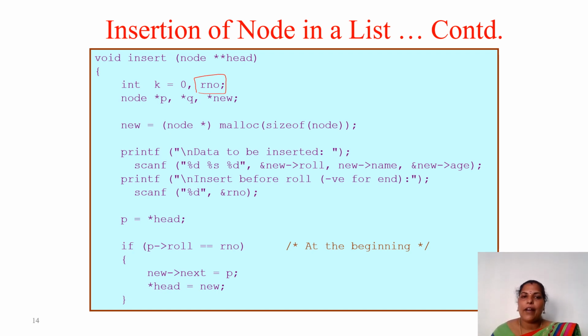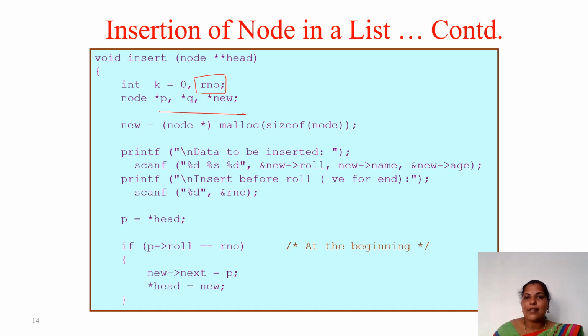Here we have three variables of type node, all pointer variables: star P, star Q and star new. Because we always need to know two pointers, between which we have to insert. Deletion also needs them. So here we have P, Q and new. New is for the new node, other than the previous and the next. P is for the previous and Q is for the next.